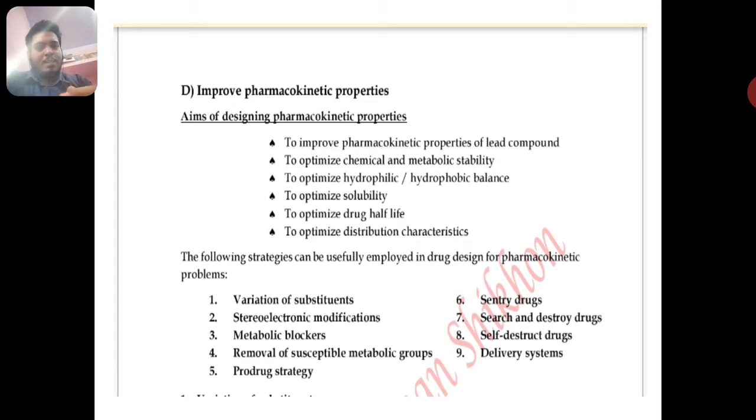To improve pharmacokinetic properties, we have some aims: to improve pharmacokinetic properties of the lead compound, chemical and metabolic stability, optimizing hydrophilic and hydrophobic balance, optimizing solubility, optimizing drug half-life, optimizing distribution characteristics, etc. There are also some strategies, like variation of substituents, stereoelectronic modification, metabolic blockers, removal of susceptible metabolic groups, prodrug strategy, sentry drugs, search and destroy drugs, self-destruct drugs, and delivery systems.